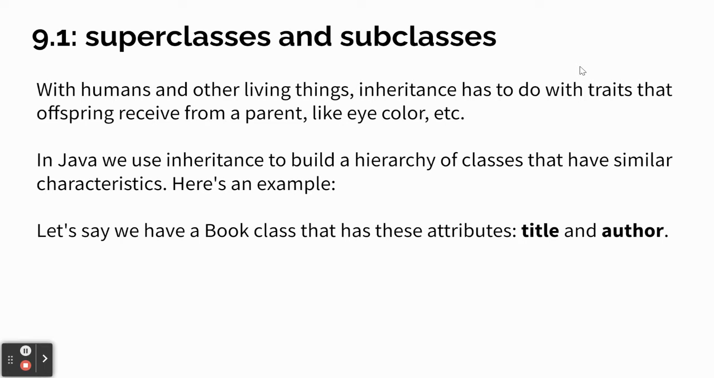So Unit 9 is called inheritance, and in 9.1 we're talking about superclasses and subclasses. With humans and other biological creatures, inheritance has to do with traits that offspring receive from their parents, like eye color and hair color and inability to be quiet during lectures. In Java, we use inheritance to build a hierarchy of classes that have similar characteristics.